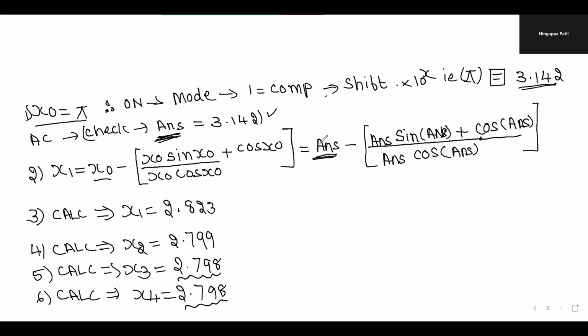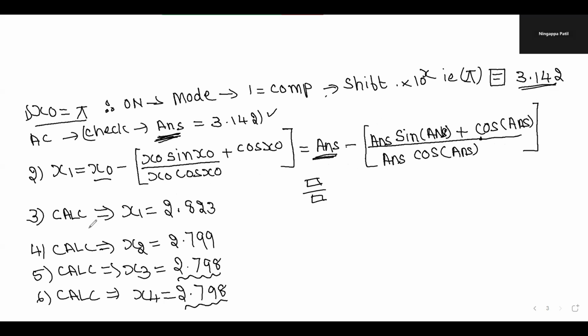Look here, on the display of the calculator, press the answer button and minus, look here, minus button and bracket, and you can choose the division button. Division button inside the bracket means numerator, denominator. In the numerator, again x0, answer, sine of x0, sine answer, plus cos x0, cos answer, and bring the cursor at the bottom. x0, answer, and cos x0, cos answer. Okay, and bring the cursor here, close it.